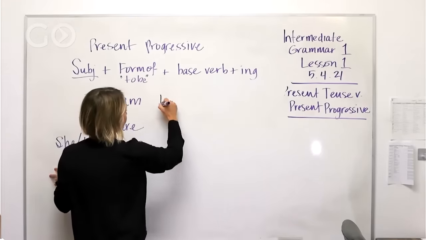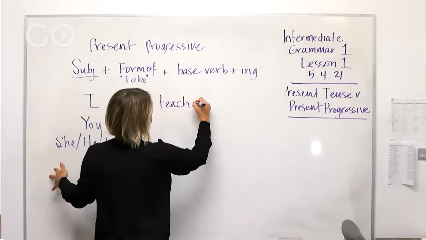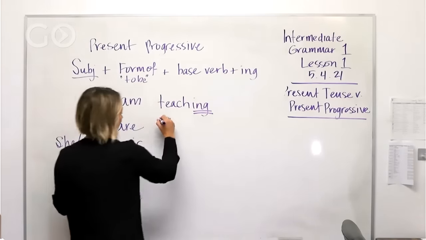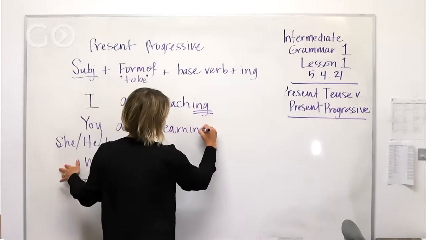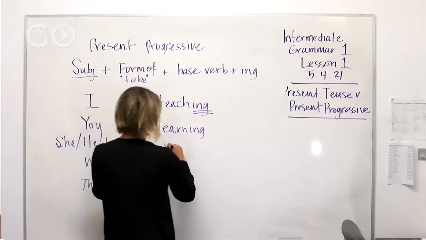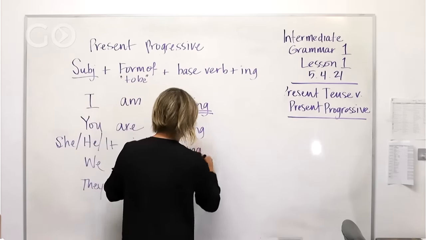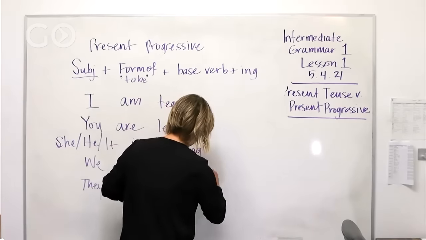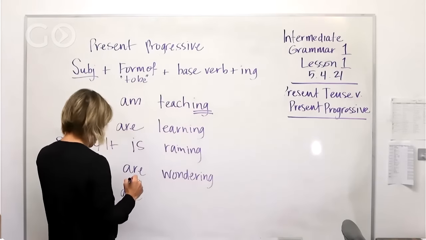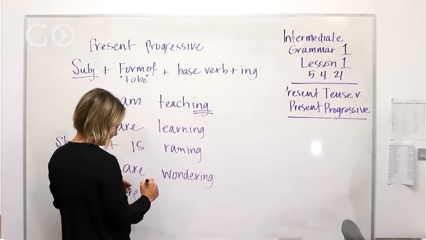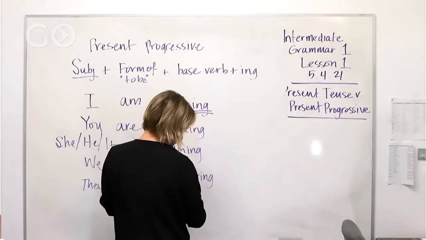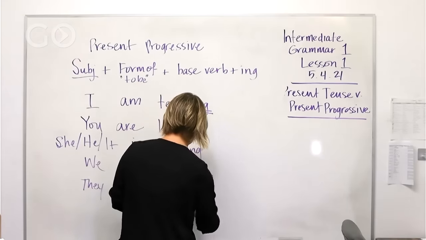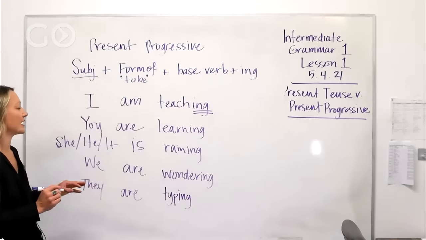I am teach, and then we're gonna add the -ing, okay? You are learning. Let's practice a couple here. It is raining, okay? It's a verb, to rain. We are wondering. Hopefully we get some new words here. They are, I'm trying to think of a really good one, typing. How about that? Typing.